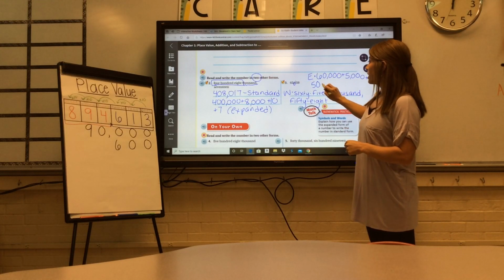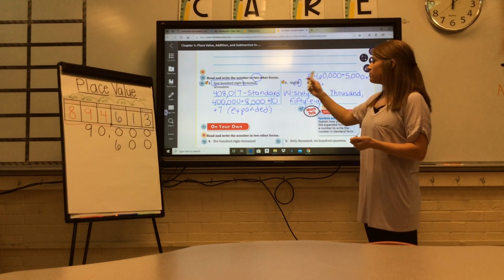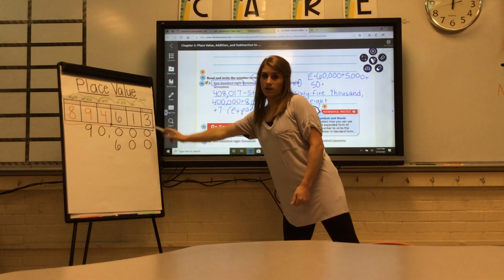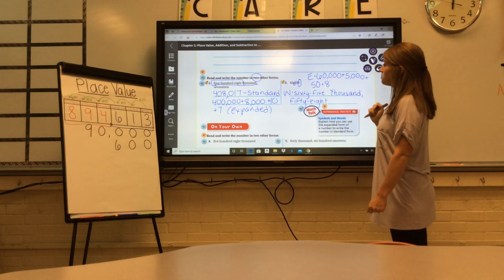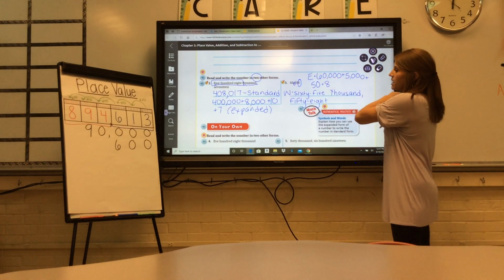And then, again, with an addition symbol, and my last number right there is my 8 in my what place? What place value is that in? Very good. That's in my ones place. Good job. Plus 8. And there you have it in expanded form. 60,000 plus 5,000 plus 50 plus 8.